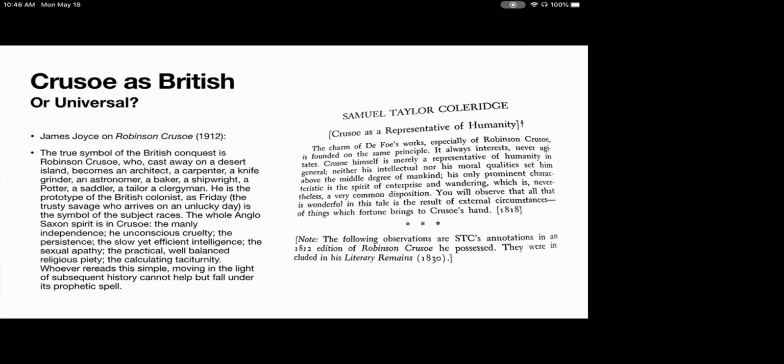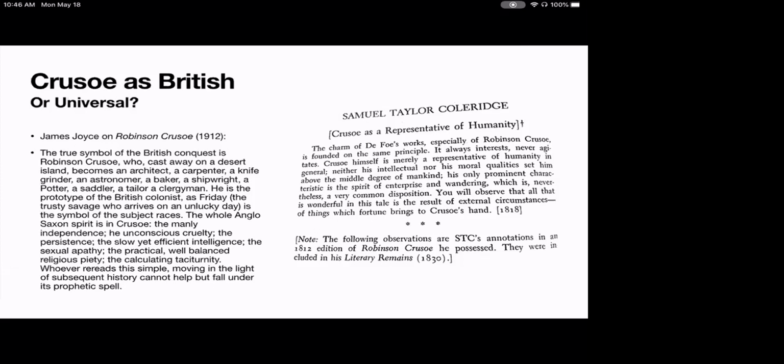Crusoe, who cast away on a desert island becomes an architect, a carpenter, a knife grinder, an astronomer, a baker, a shipwright, a potter, a saddler, a tailor, a clergyman. He becomes all these things. He becomes society bound up in one person. He's the prototype of the British colonialist. As Friday, the trusty savage who arrives on an unlucky day, is the symbol of the subject races. The whole Anglo-Saxon spirit is in Crusoe.